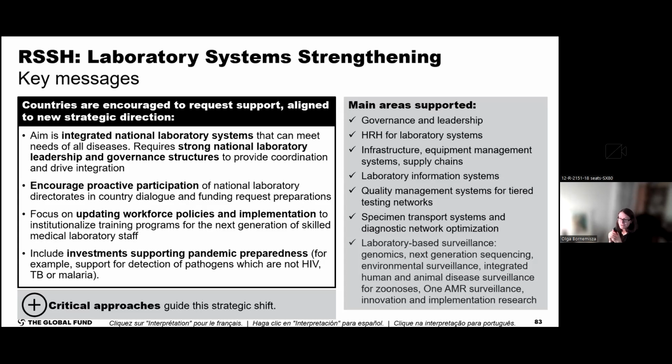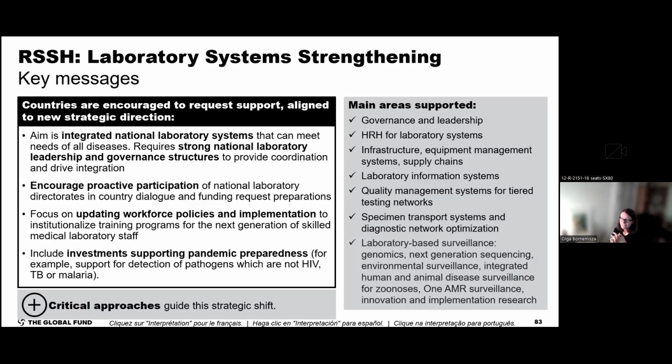Our laboratory team has been working really proactively with national laboratory directorates. They've called them together for a few meetings, and they are now getting up to speed with Global Fund and how it works. So we are really encouraging countries to take advantage of the directorate and to encourage them to come to the country dialogue and really take part in the funding request preparations.